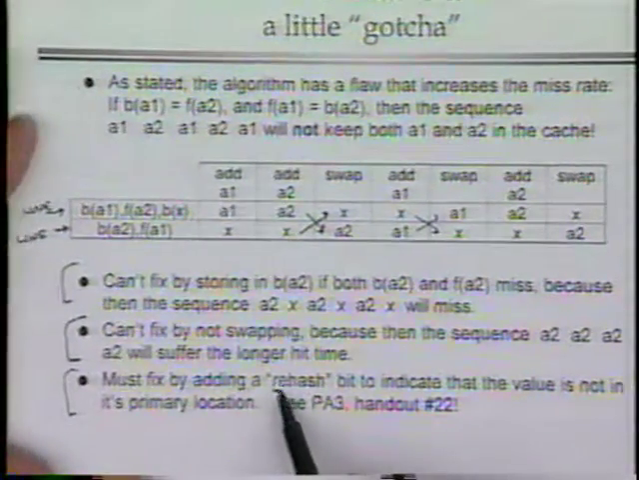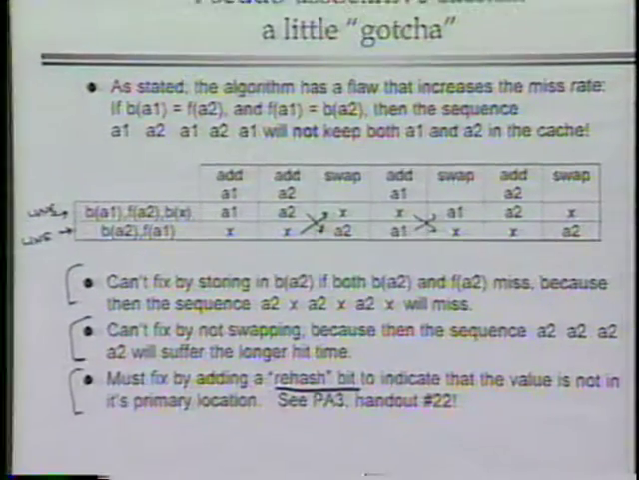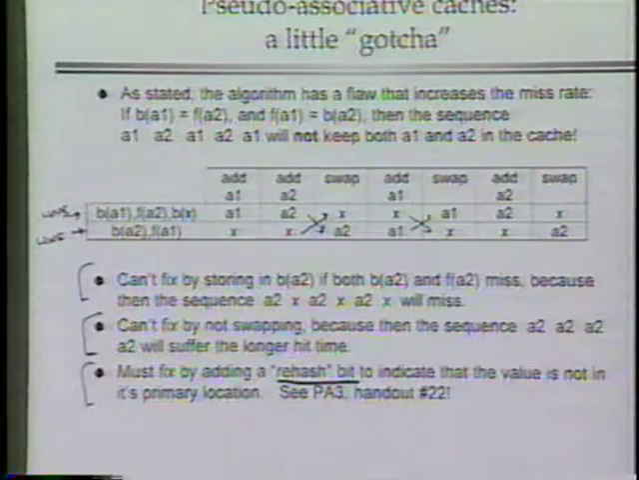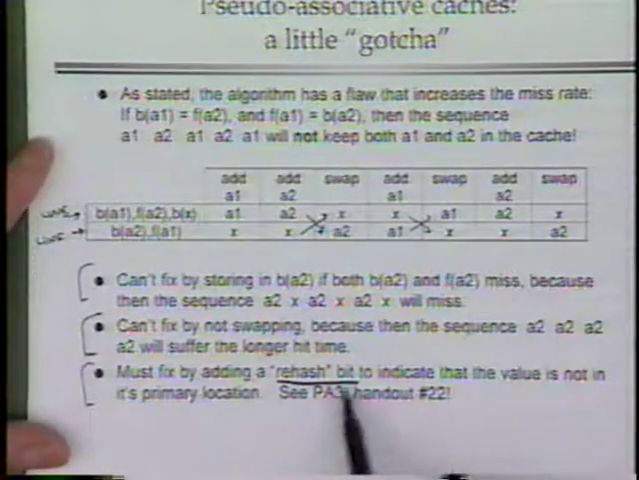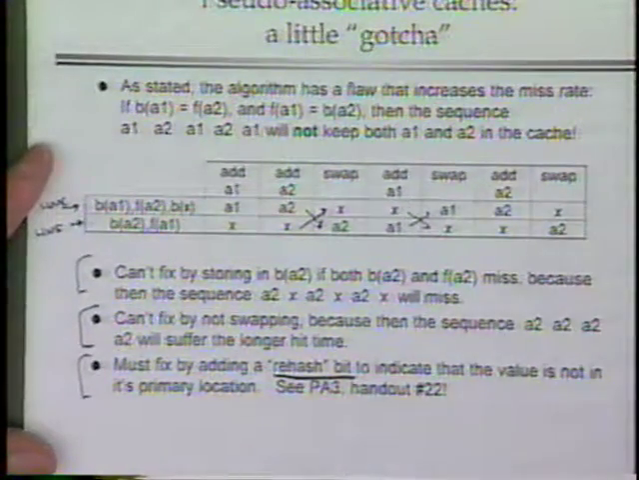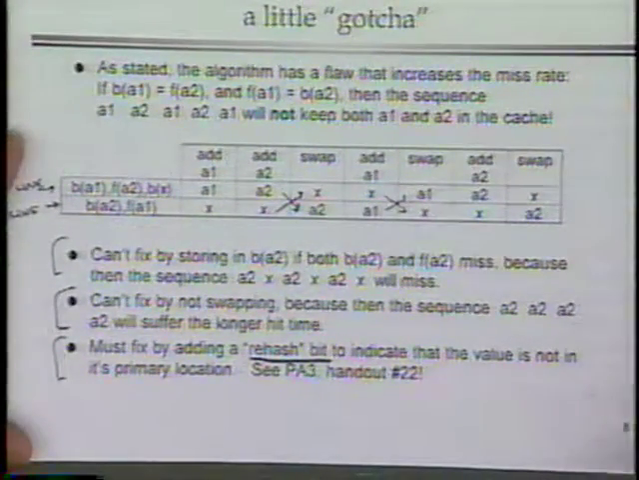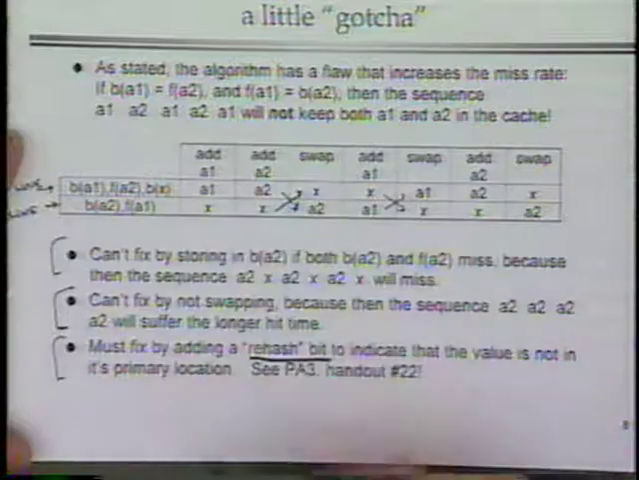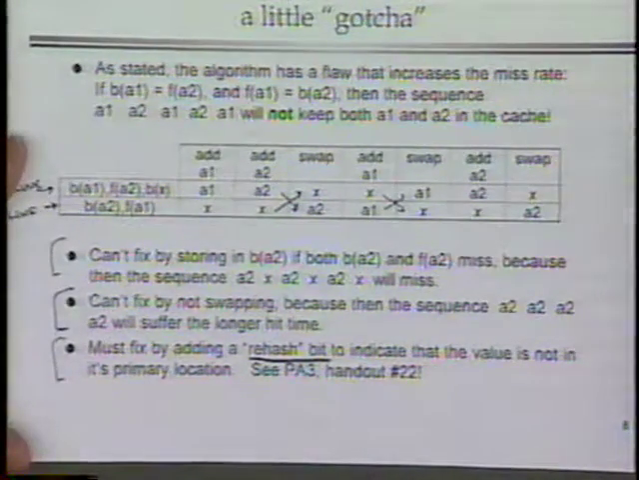The real fix is that, as you noted, you have to add an extra bit of state information to say whether or not a particular line represents the initial place it should have been or the second place you tried. That's the so-called rehash bit that keeps track of whether or not this is in its secondary location, and tries to guarantee that of the two cache lines that are related to each other, they are not both occupied by somebody in the secondary location. That's the fundamental problem.